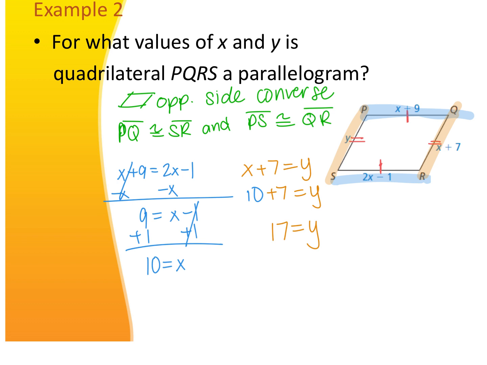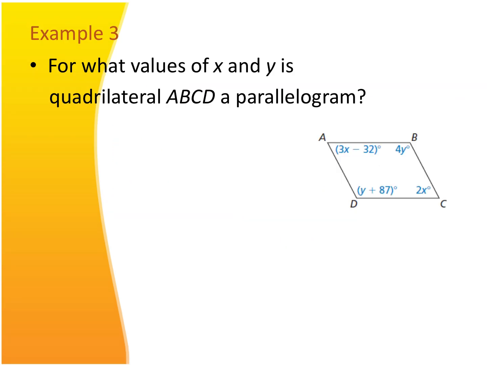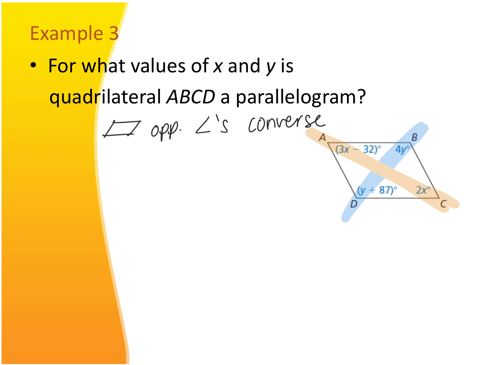Okay, so that one's pretty easy. All right, looking at the next one. Looking at this one, I'm dealing with angles. What theorem am I using? Good, you guys are getting the hang of it. Parallelogram, opposite, angles, converse. So, stating what's congruent, opposite angles are congruent. Here are my opposite angles. Here are my opposite angles. Set them equal and solve.